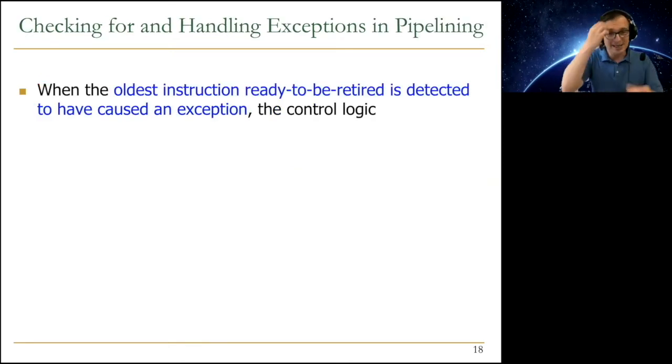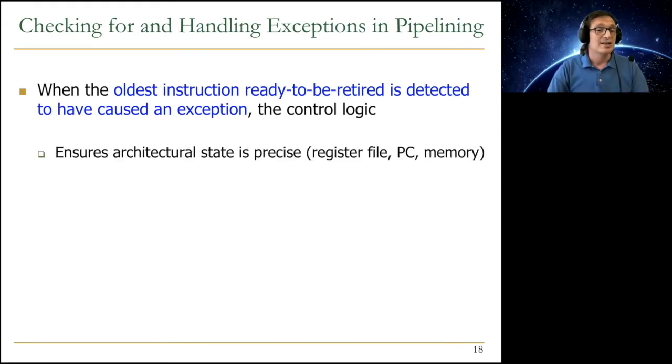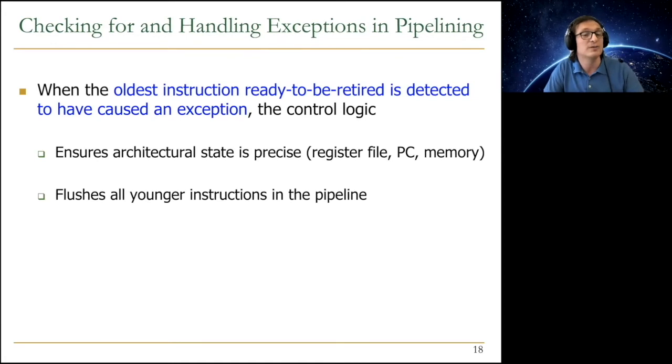Okay, so basically, how do we handle exceptions in pipelining? Essentially, when the oldest instruction ready to be retired is detected to have caused an exception, there's some control logic that first ensures the architectural state is precise, meaning register file, program counter, and memory are all updated at the boundary of this instruction, such that all earlier instructions finished and updated the architectural state, and no later instruction updated the architectural state. At this point, you flush all younger instructions in the pipeline because you need to handle the exception, or you need to handle the interrupt at the time you decide to handle it, right?